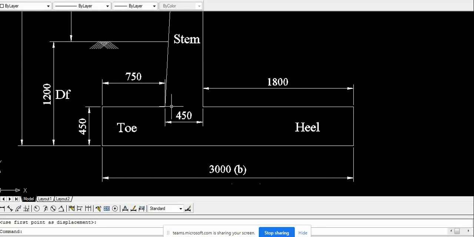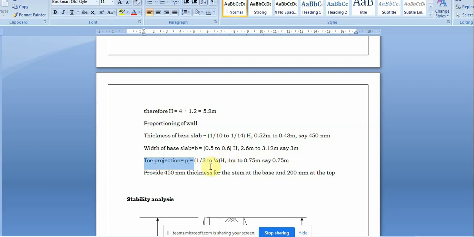The projection of the toe beyond the stem is given by the formula 1/3 to 1/4 of H. H is 5.2. 5.2 divided by 3 we get 1 meter, and 5.2 divided by 4 we get 0.75. So this is the range for the projection of the toe. So I am assuming 0.75 meter as the projection of the toe.